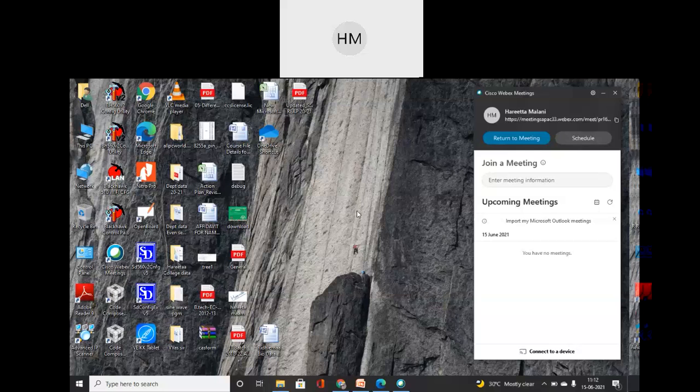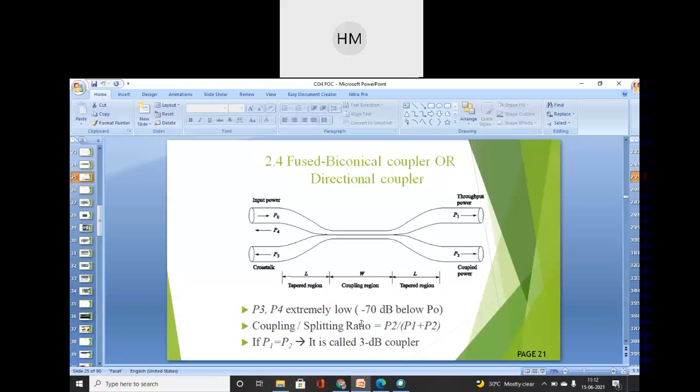So we will start with the fiber optic communication subject in continuation with unit 4. Today we will be discussing the remaining couplers. Already we have discussed coupled mode analysis of directional couplers, star couplers, and optical switches. All the basic concepts of this unit we have discussed in our previous class.